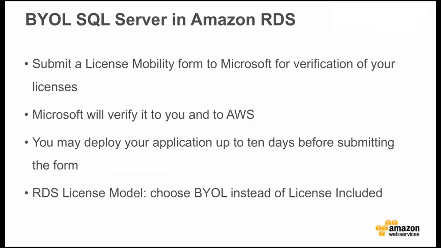Now, similarly with running SQL Server on Amazon EC2, you can bring your own license to RDS as well. But to bring your own license to RDS, you have to submit a license mobility form to Microsoft to verify your licenses. Microsoft will email you and AWS once the verification is complete. Now, you can actually deploy your application up to 10 days before submitting the form. When you launch your RDS instance, you simply choose BYOL instead of license included in the appropriate licensing dropdown.